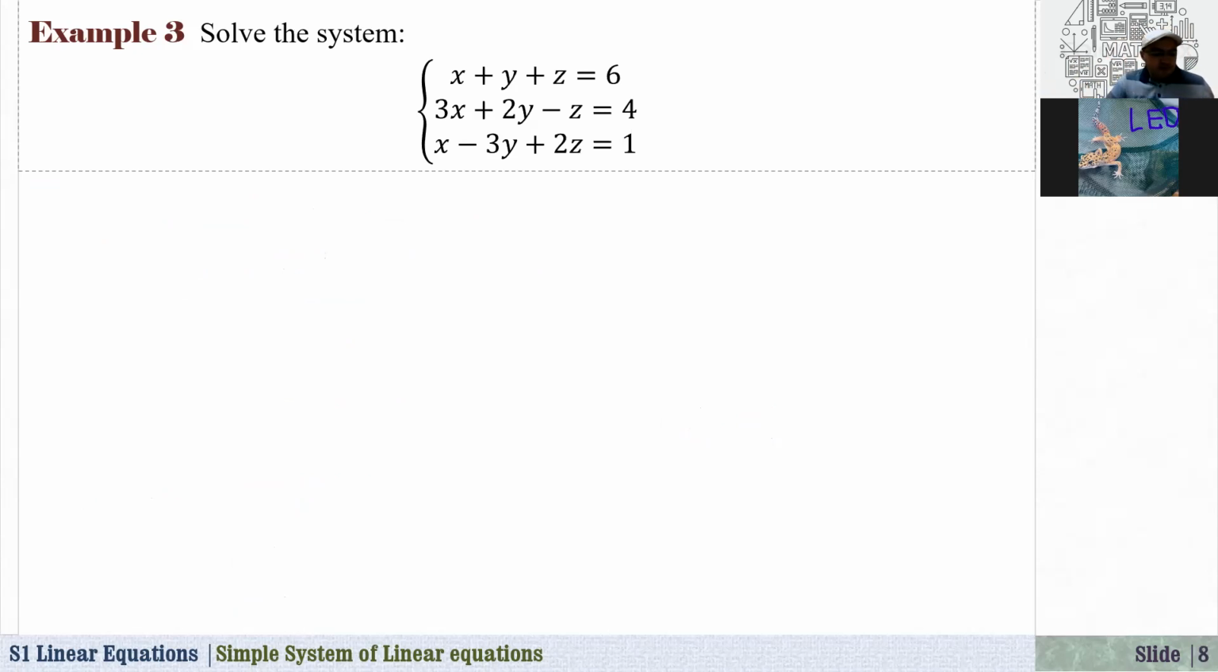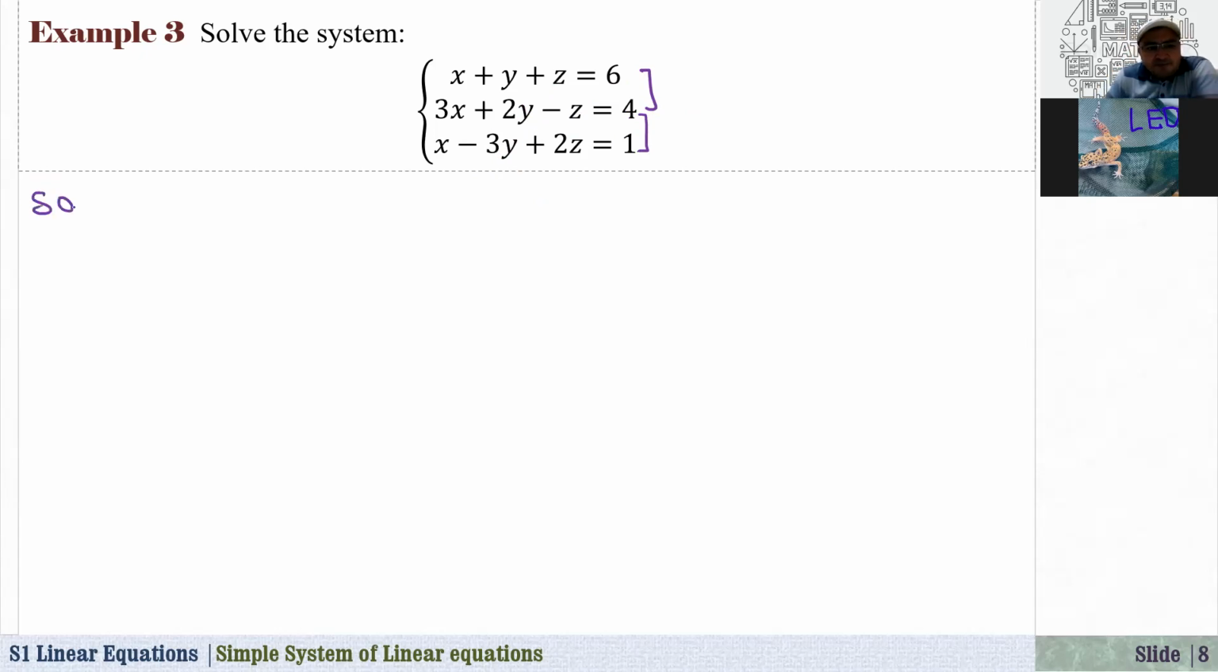Okay, example 3. How about if you're given 3 equations? Okay, again, I'm going to use a similar idea, all right, elimination. Using these 2 equations, I can eliminate z. Using these 2 equations, I can eliminate z. Then I will have 2 equations, but in 2 variables. Using the previous method, again, we are going to eliminate y. Then we'll have 1 equation in x. So after finding the value of x, by back substitution I can find the value of y, and I can find the value of z.